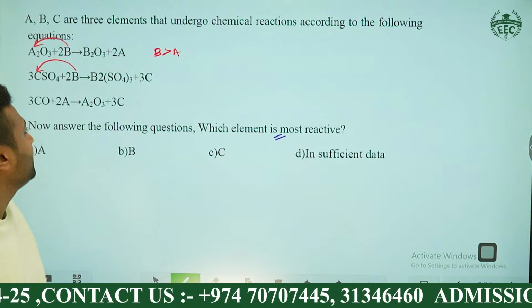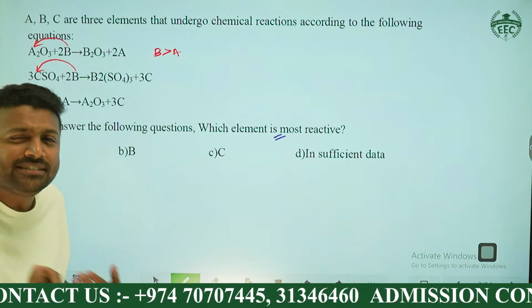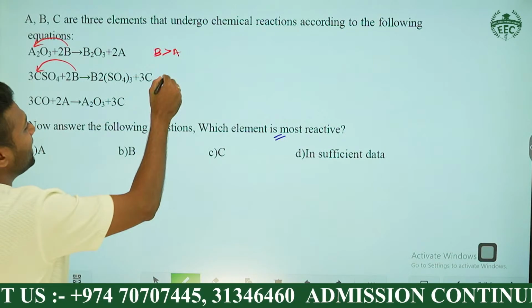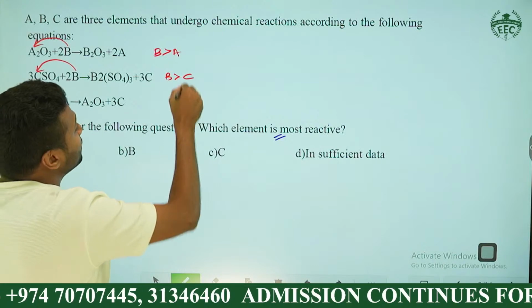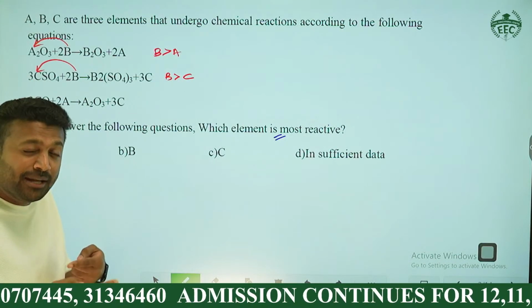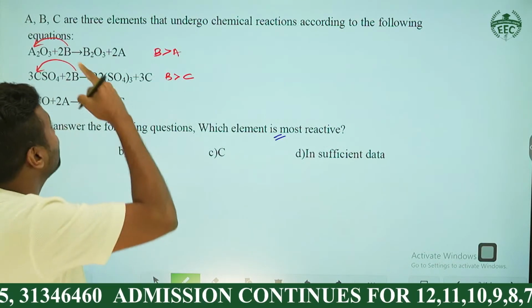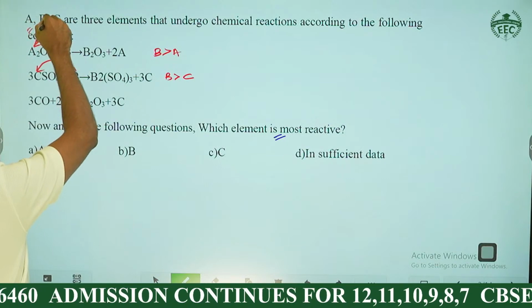Again, displacement reaction, where B is displacing C, means what can I say? B is more reactive than C. B is more reactive than A. Question: here we have 3 elements A, B, C.